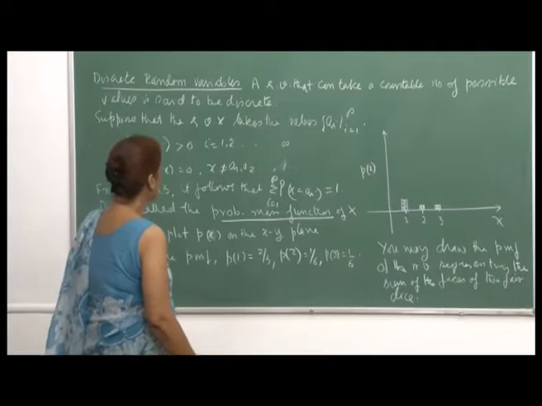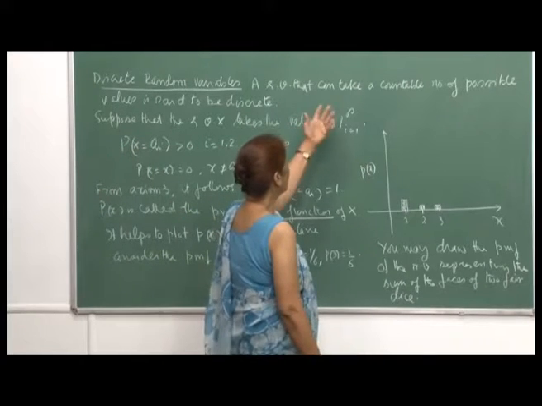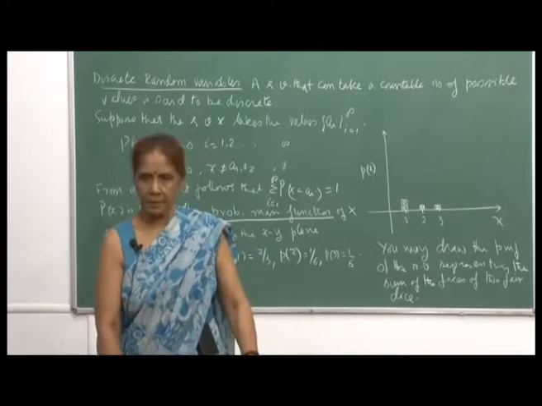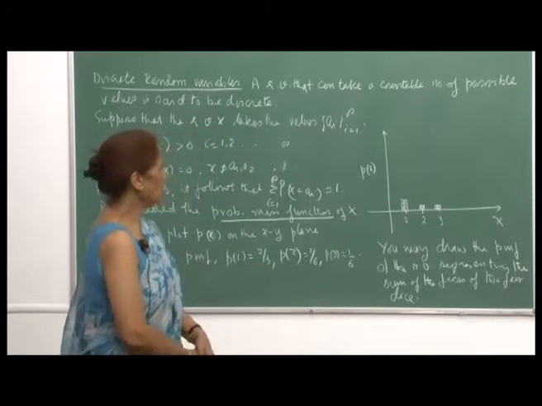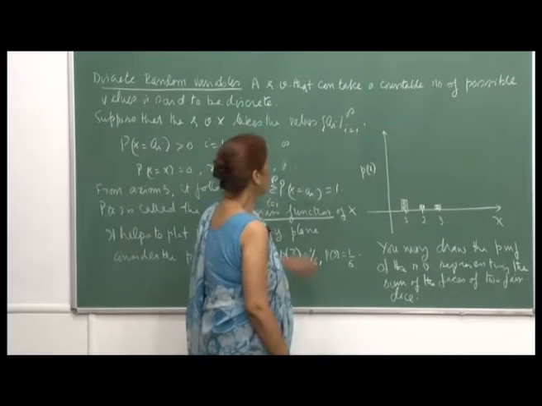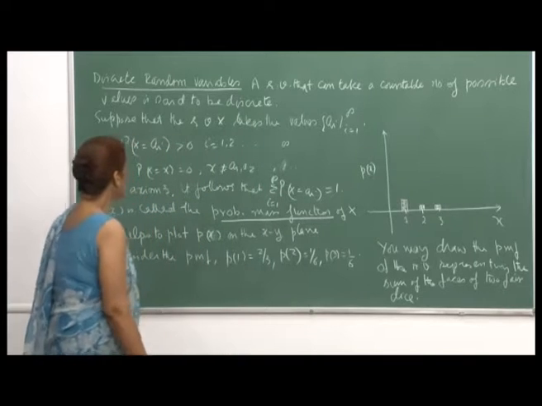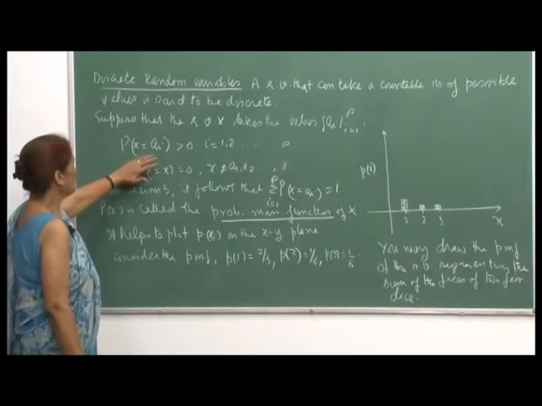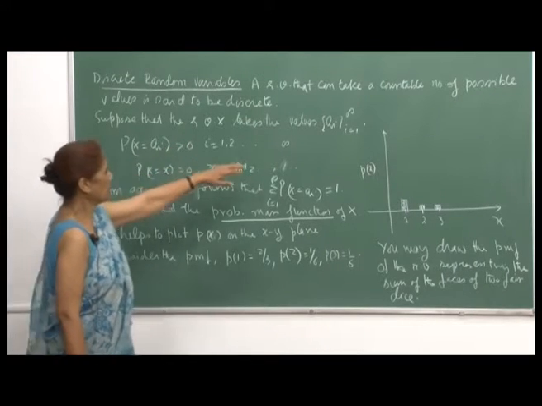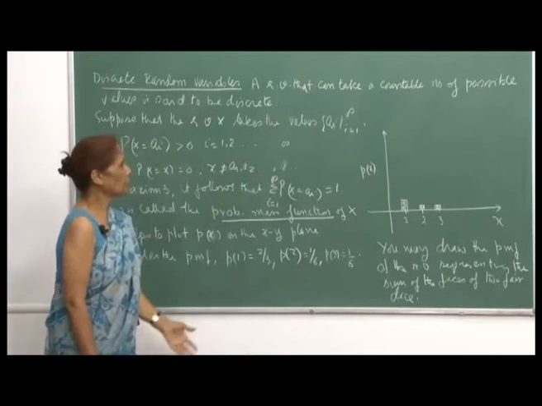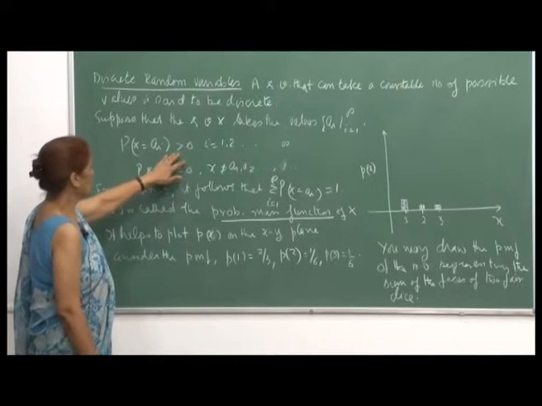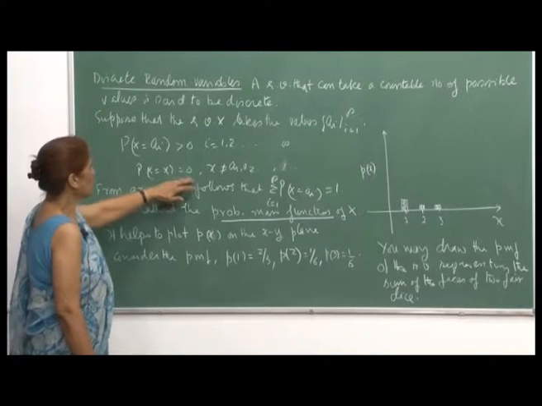As the name suggests, it means that it takes a countable number of possible values, and let us say that the random variable takes the values a_i, i varying from 1 to infinity. Of course, when I say countable, it can be countably infinite or countably finite, but you can enumerate the values that it will take. Therefore, we will say that the probability of x equal to a_i is positive, because these are the values that it takes, and therefore there will be a positive probability associated with each of these numbers. For all other values of x, it will be 0.